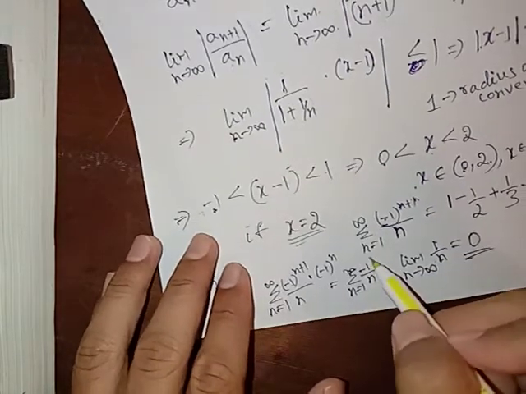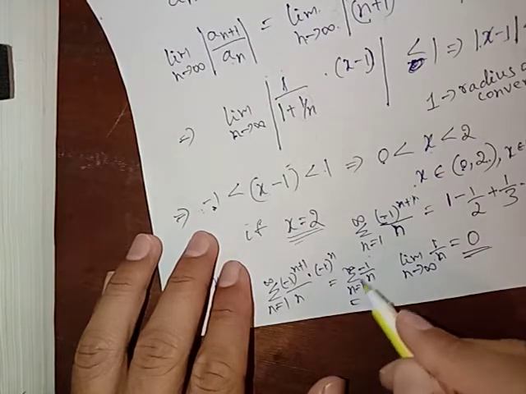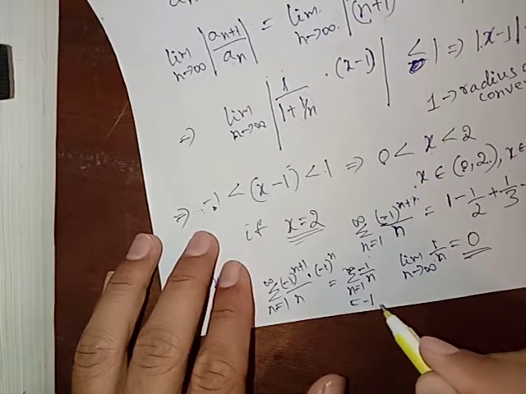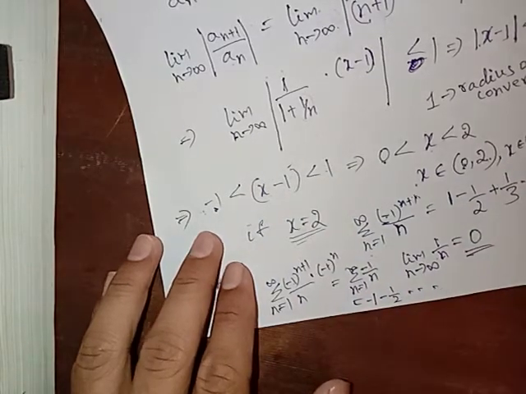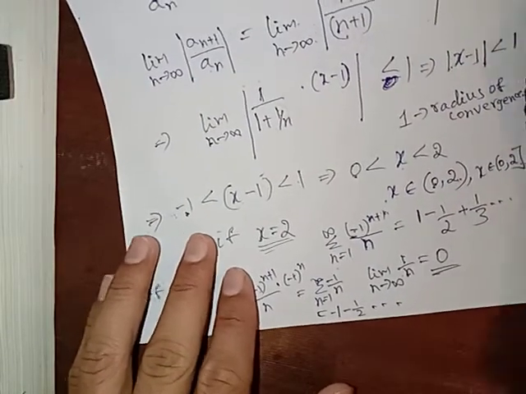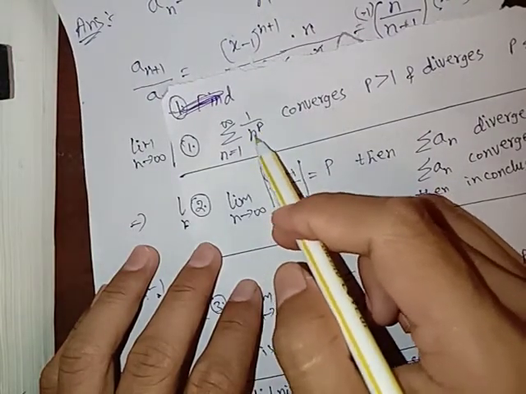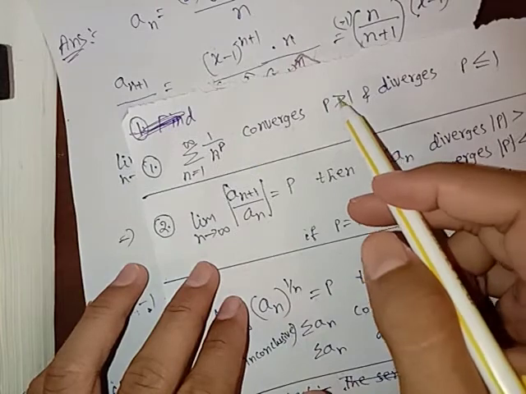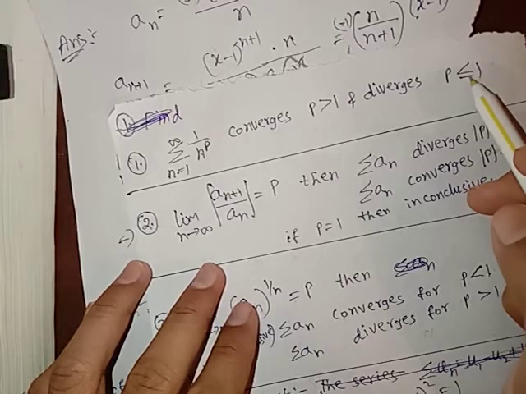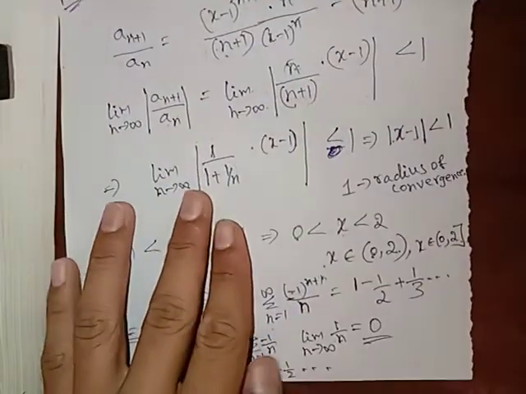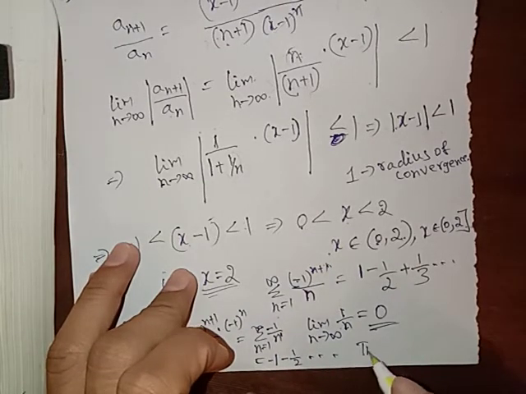Now we know that this is not an alternating series. Always it becomes, at n is equal to 1 it is minus 1, at n is equal to 2 it is minus 1 by 2, and so on. Now we have the p series test. If we have 1 divided by n raised to p, it converges when p is greater than 1. It diverges when p is equal to 1 or less than 1. Here p is equal to 1. So this diverges.